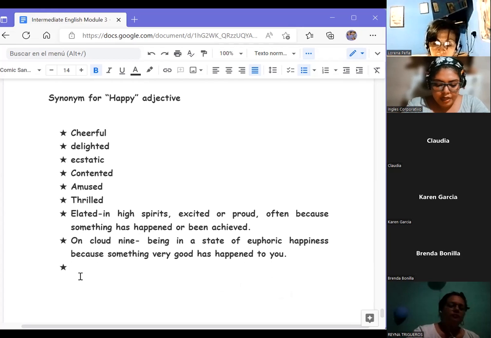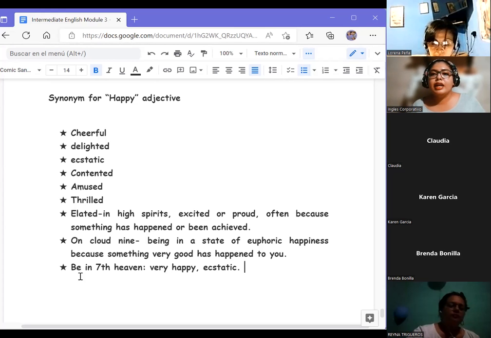Then we have being in seventh heaven, estar en el séptimo cielo. It means very happy, ecstatic. We have walking or floating on air. That is very common in Spanish also. Estar caminando, ¿verdad? En el aire. Estar flotando, ¿verdad? When we are very, very happy or excited or something like that.